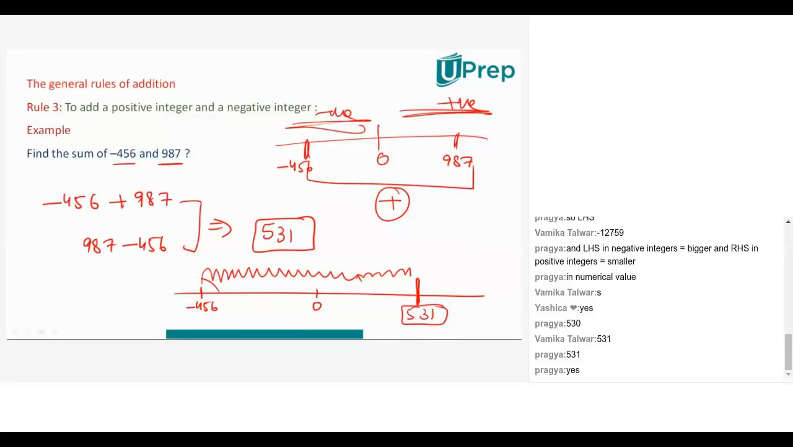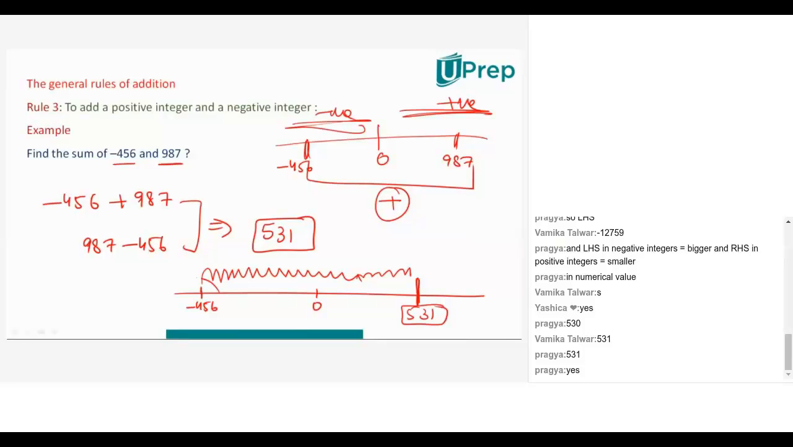Excuse me, sir. Yes, Pragya? So you said that minus 456 plus 987, if you put it in any order, it doesn't matter. But according to me, it should matter. I'll come to that. It matters.